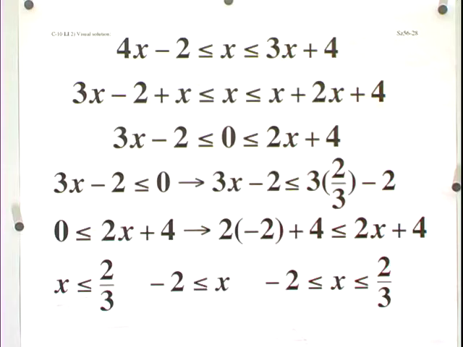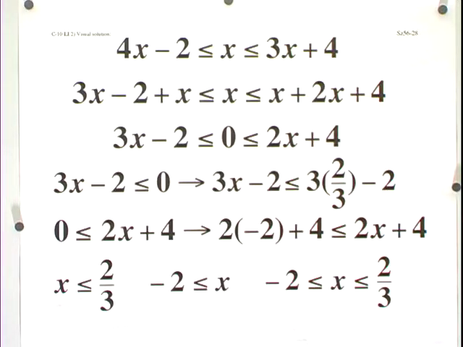This inequality is three-sided, so to speak. It's like having an equation with 3 sides. 4x minus 2 is less than or equal to x, which is less than or equal to 3x plus 4. So one side, the middle side, and then the right side.